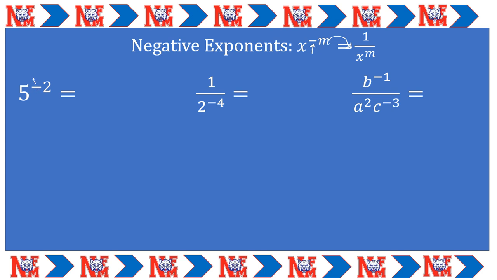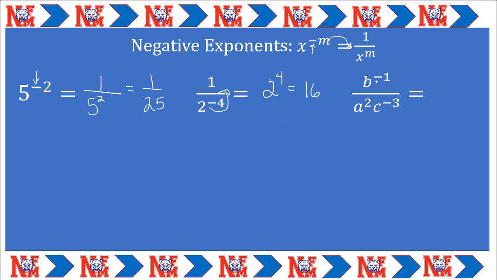5 to the negative 2, the negative on the 2 says I need to make a fraction, and then we know that 5 times 5 is 25, so we get 1 over 25. In this example, the negative exponent is in the denominator, so we have to flip this to the top, making it positive, and we know 2 to the 4th is 16.